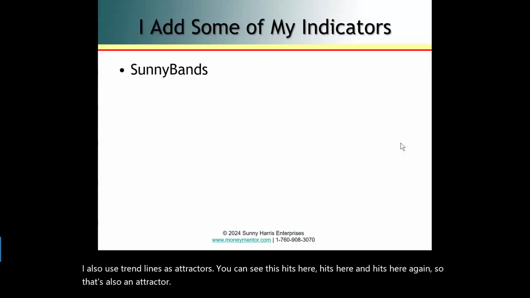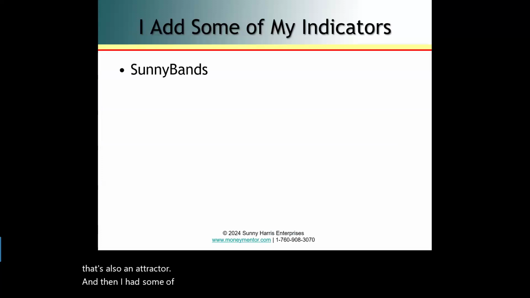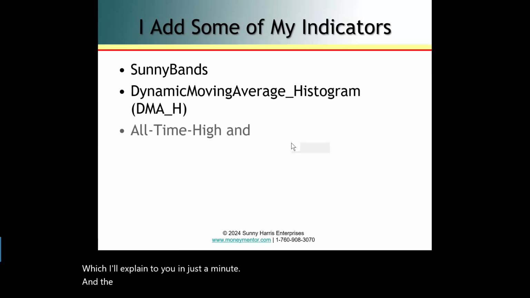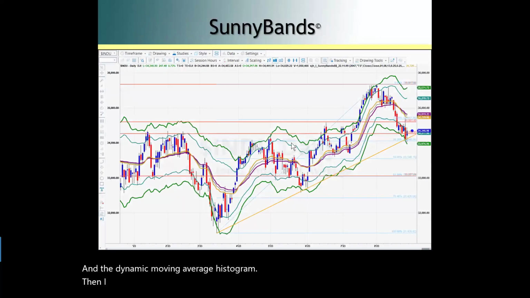And then I add some of my indicators. I have something I call SunnyBands, which I'll explain to you in just a minute, and the dynamic moving average histogram. Then I use all-time high and all-time low, and that's the chart I get from that.